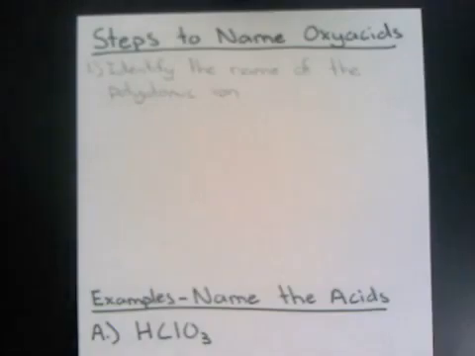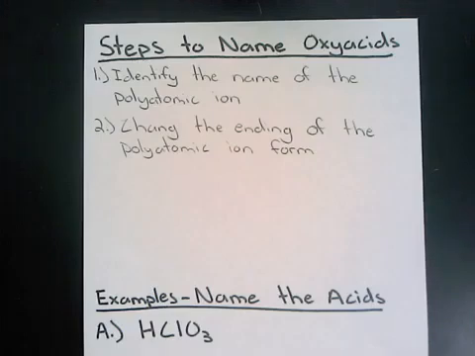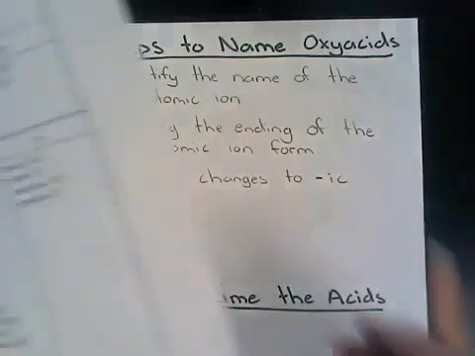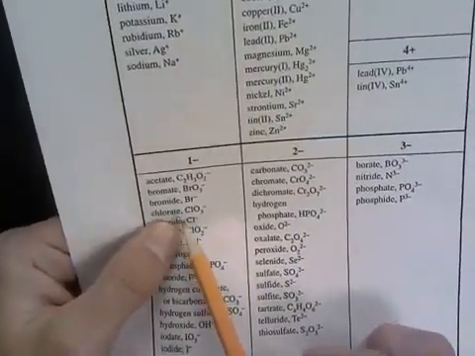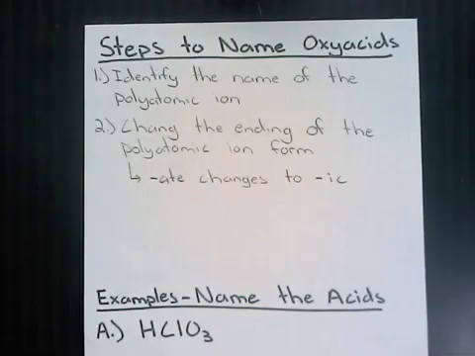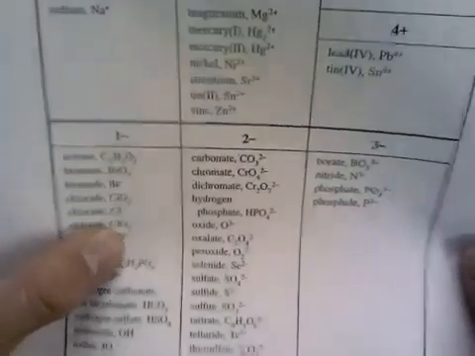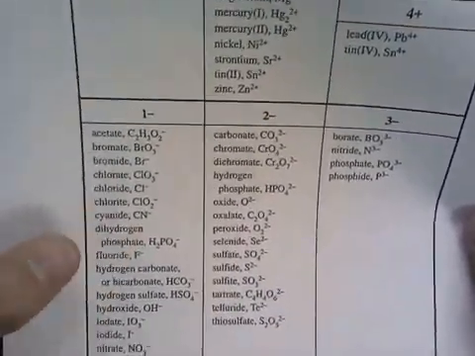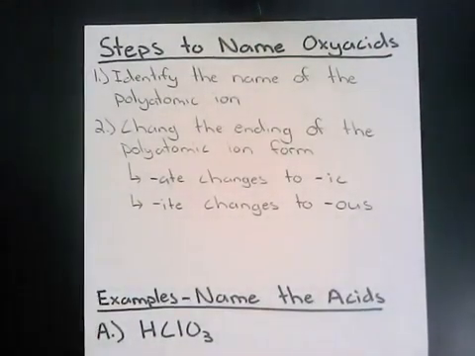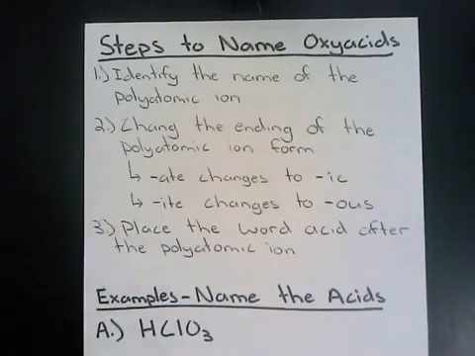Then the second step is to change the ending of the polyatomic ion form. Now there's two different categories here. The first category changes ATE endings to IC. So to show you that here, I have chlorate. That would change to chloric. The other option is to change the ITE ending to OUS. So to show you that example here, just below, it's a different ion, chlorite, which would change to chlorous, that OUS ending. And then the third step here in our oxyacids is to place the word acid after that polyatomic ion is named and modified. Now, notice here that there is no hydro prefix when we name an oxyacid.